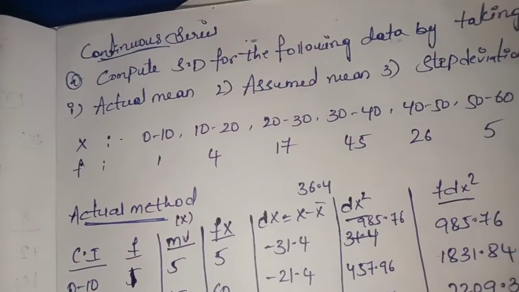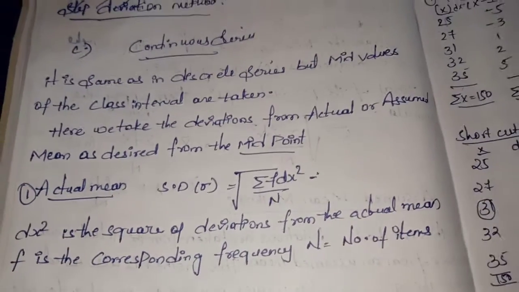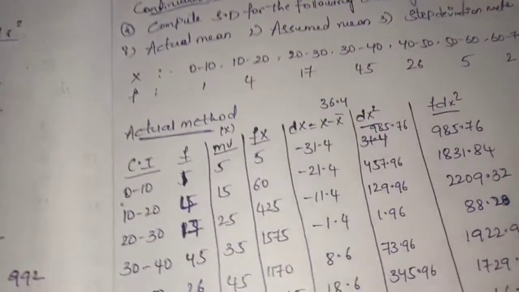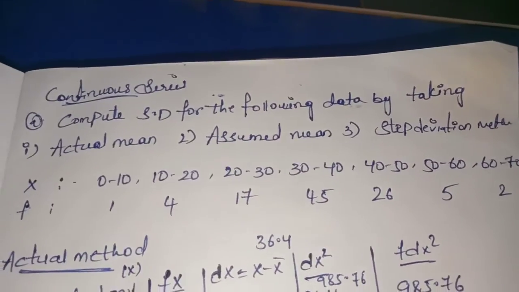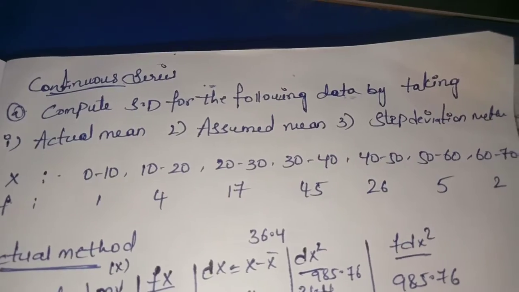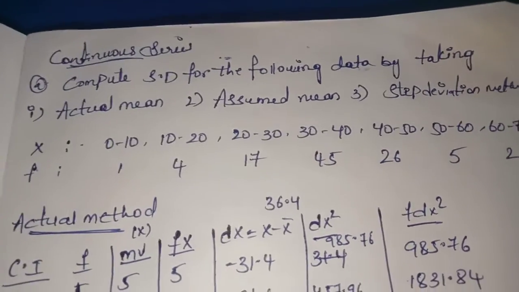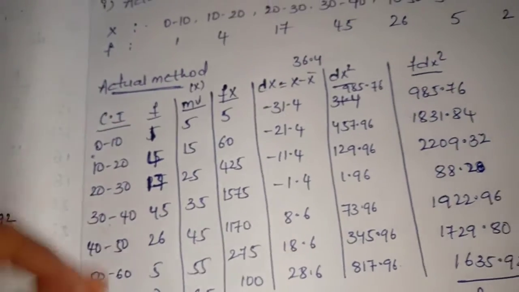In the earlier class I told you the formula for the actual mean method: standard deviation equals square root of summation f dx square by n. So we have to apply this formula. The class intervals given are 0 to 10, 10 to 20, 20 to 30, 30 to 40, 40 to 50, 50 to 60, and 60 to 70. And the frequency values are 1, 4, 17, 45, 26, 5, 2. So class interval and frequency.